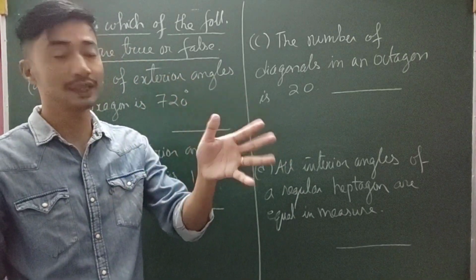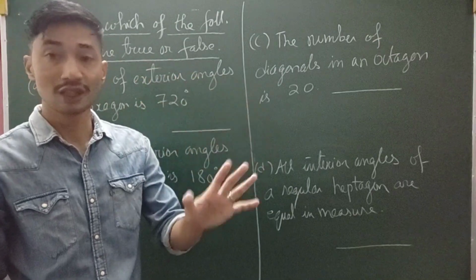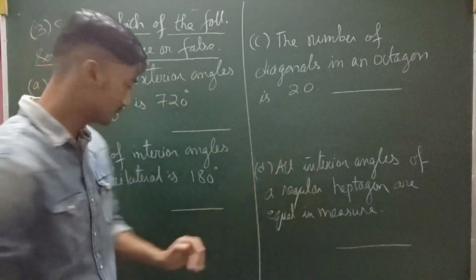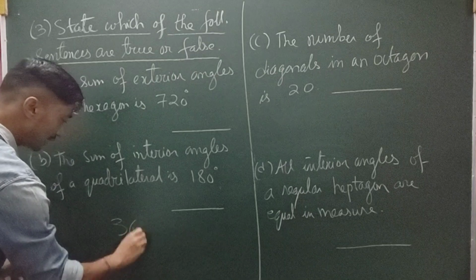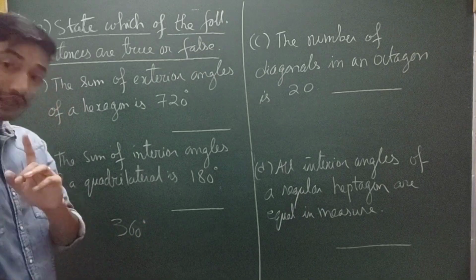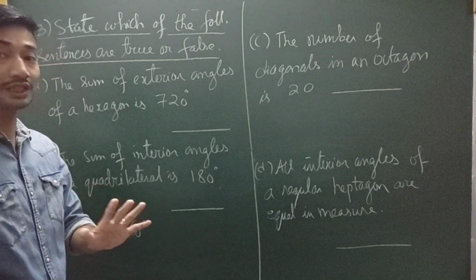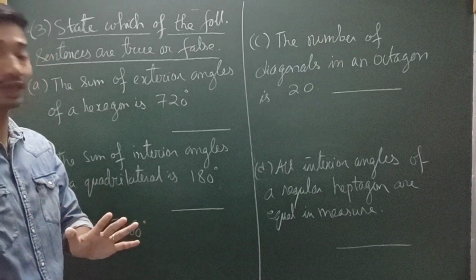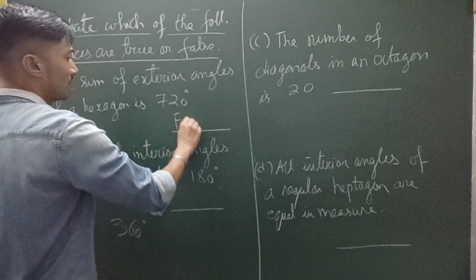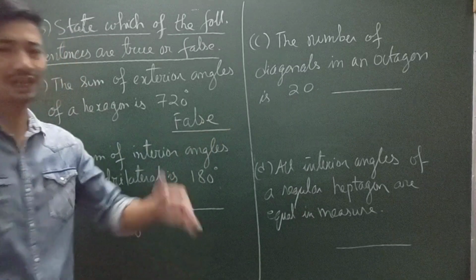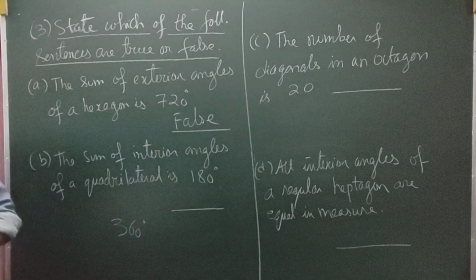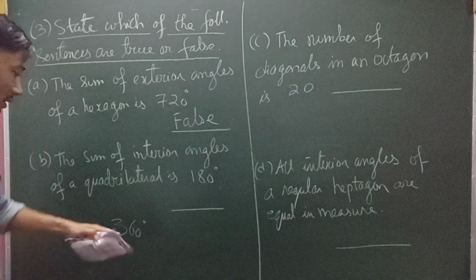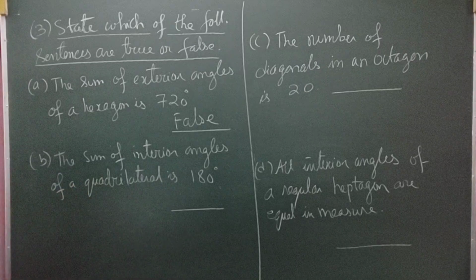hexagon, heptagon, whatever gons it be, it is always how much? 360 degree exterior angle, always 360 degree, no matter how many sides, what shape the polygon is. So this one is straightforward, no need to calculate also. False. No need to think about it also. Alright, okay, now number B.